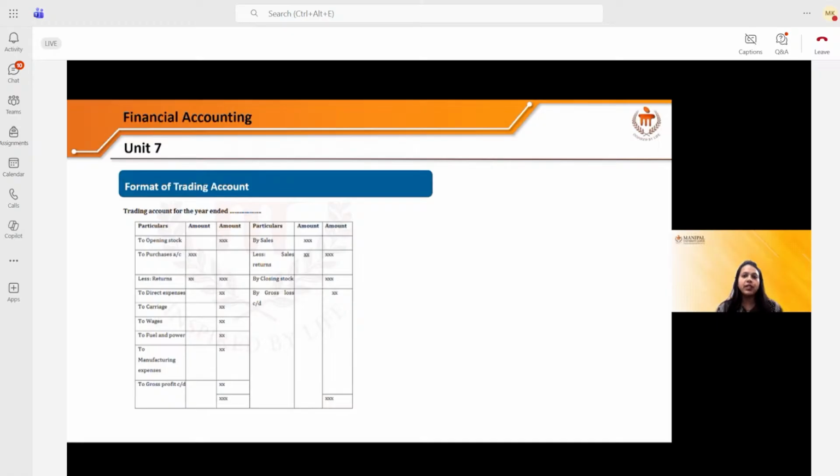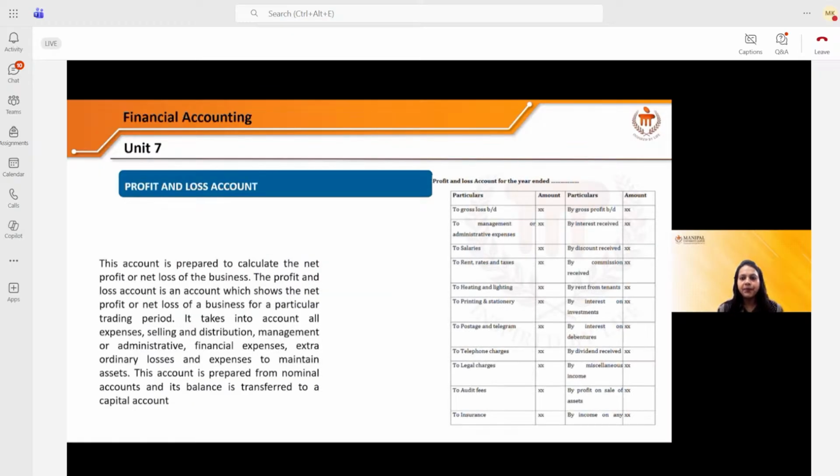In financial accounting, we have to prepare three accounts. Number 1, trading account. Number 2, profit and loss account. Number 3, balance sheet. I have shown the format of the trading account first, because first of all you need to prepare the trading account. So please take the screenshot so that you will be able to do the numerical parallelly. Now I am moving to the format of the profit and loss account.